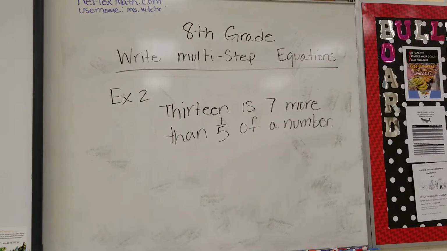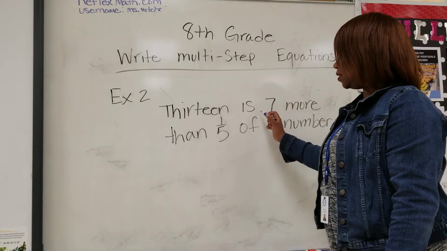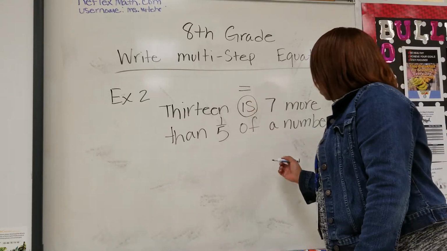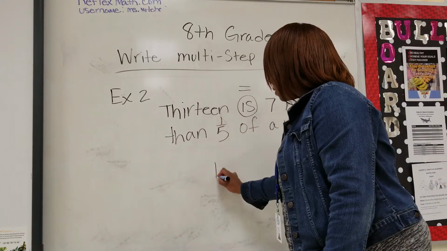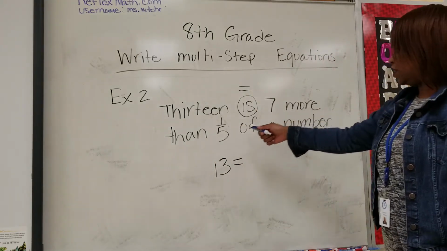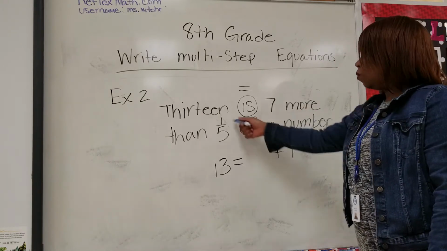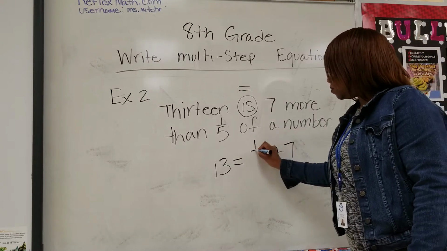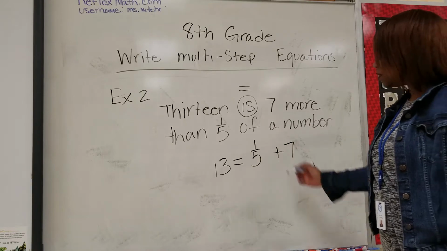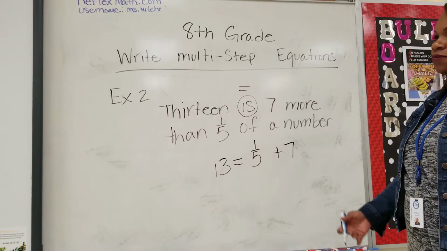Okay, here we have 13 is 7 more than 1/5 of a number. Okay, so it says 13 is. Remember what I told you about is? Is means equal. So 13 is. Here is our 13. Here is our is. 7 more than. Okay? 7 more than. 1/5 of a number. And they didn't tell us what number, so therefore we write our unknown as D.